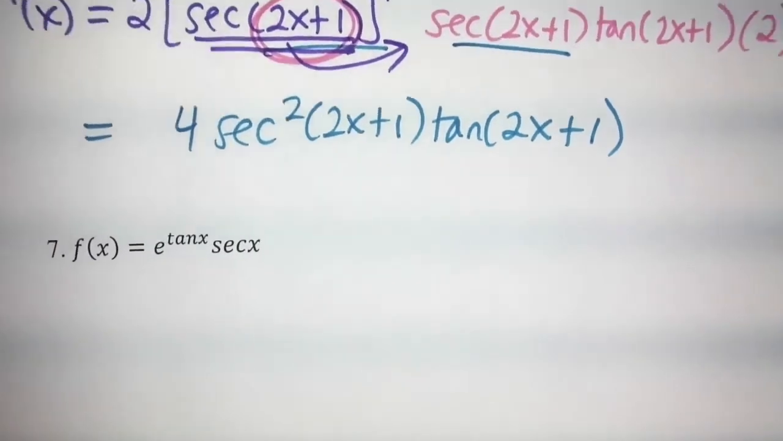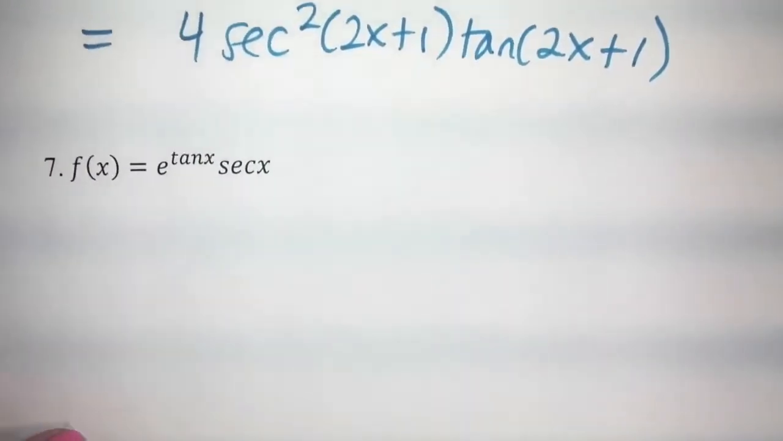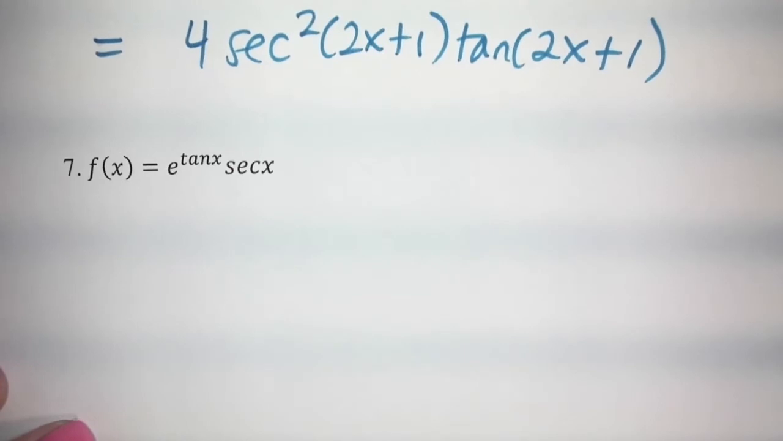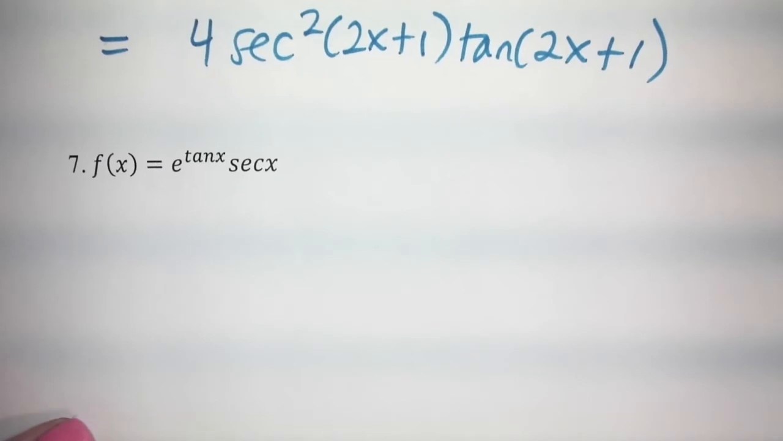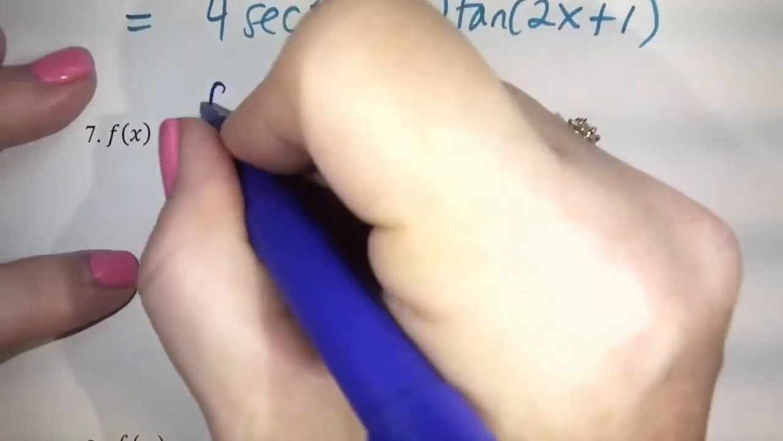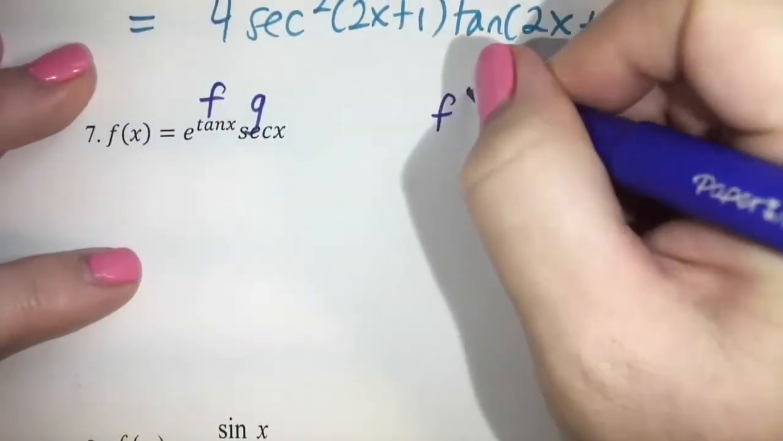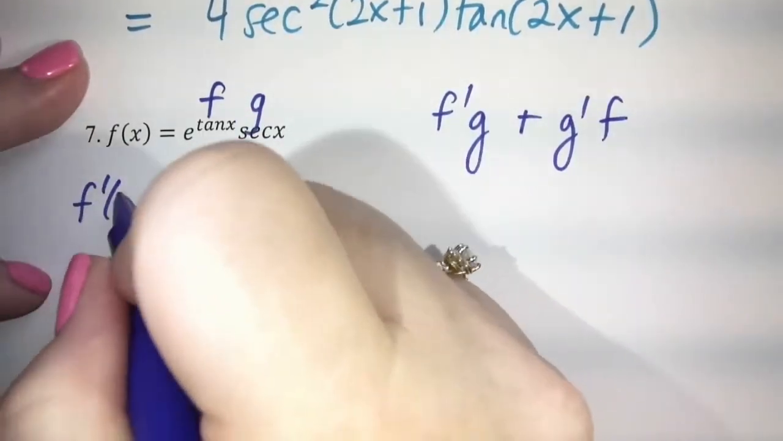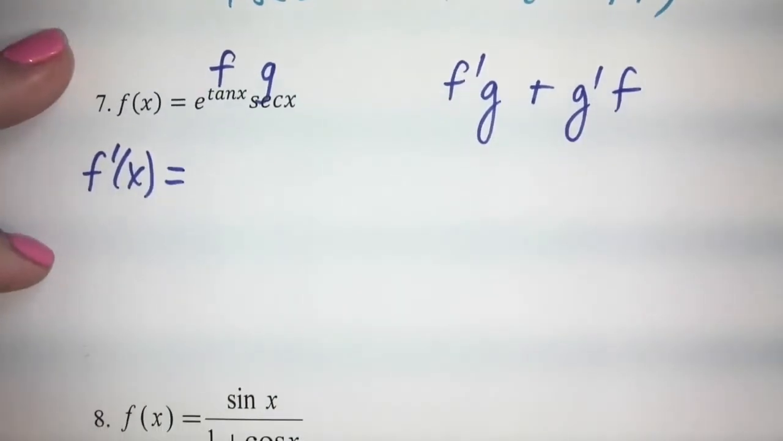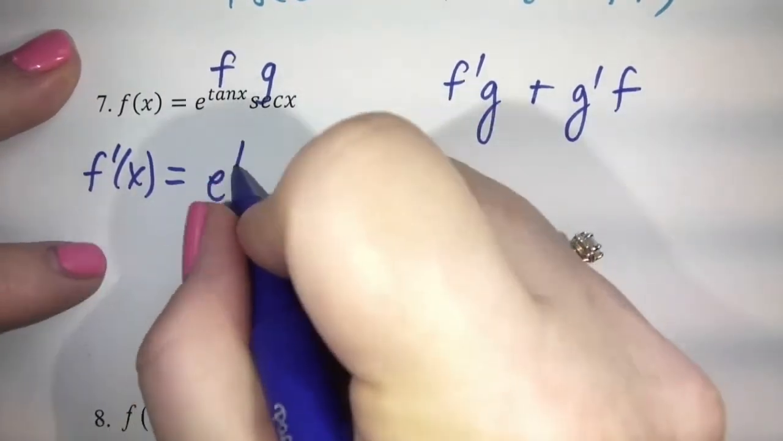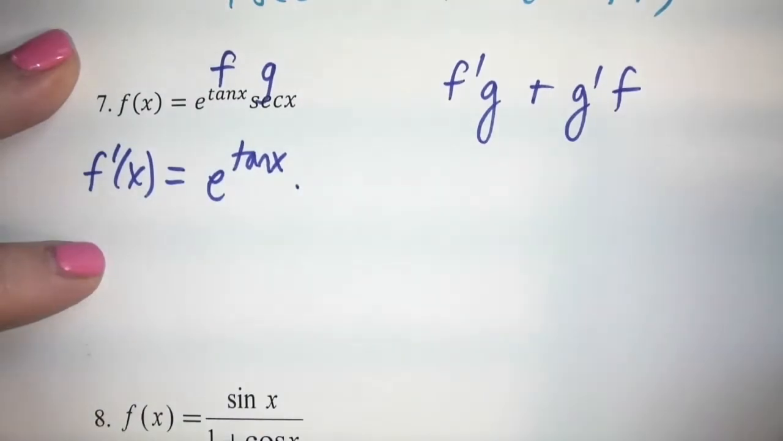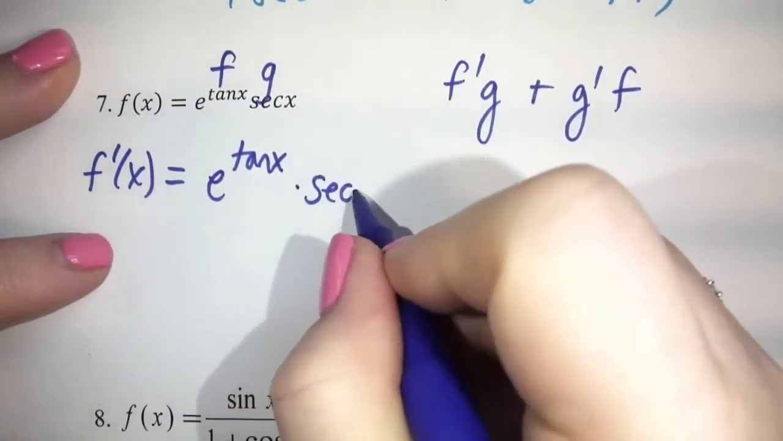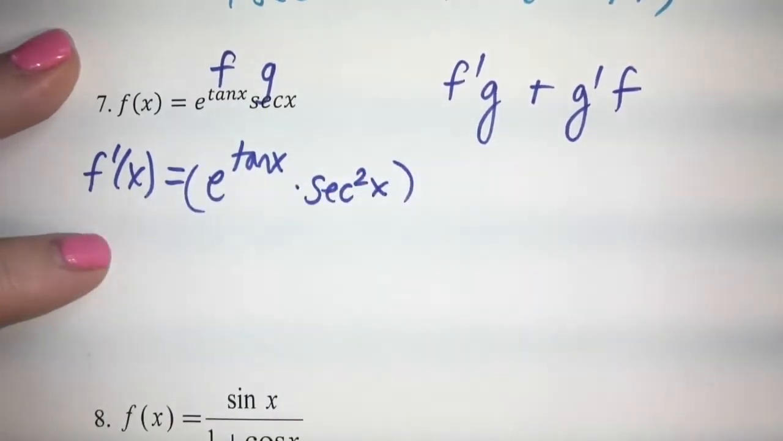Okay, number 7 here. So we've got e to the tan x times sec x. Okay, I want you to hit pause and see if you can get the derivative right here. So we've got an f and a g, so we've got a product: f prime g plus g prime f. So the derivative of the first: the derivative of e to the anything is e to the anything times the derivative of the anything, and the derivative of tan x is sec squared x. So all of that is f prime.